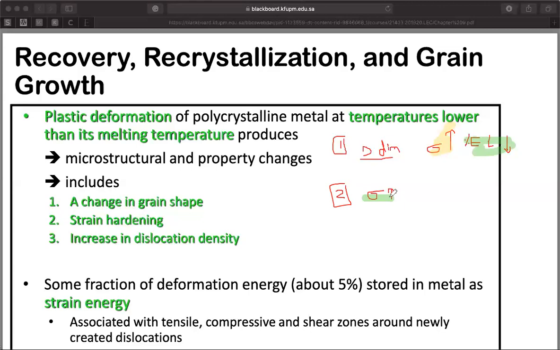Now the issue is, by doing so, you will lose some ductility of the material. You're going to lose some ductility. So in both cases, whether case number one or case number two, we have an issue: how can we get some ductility back to the material?